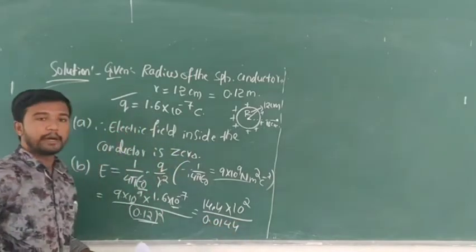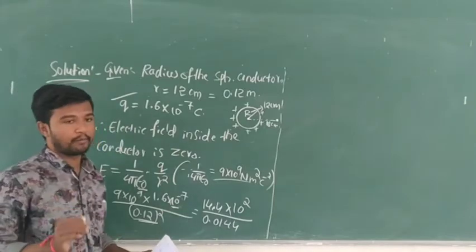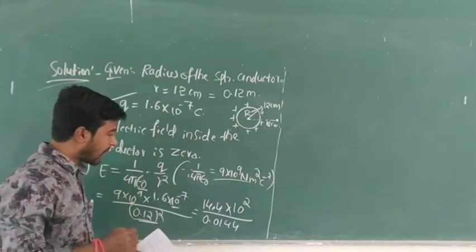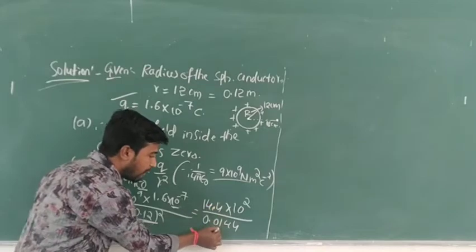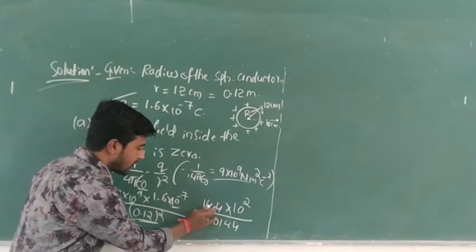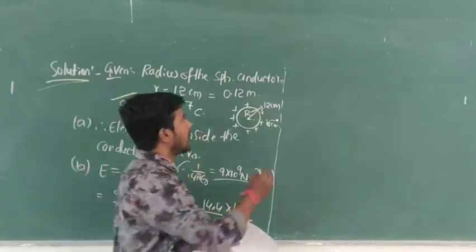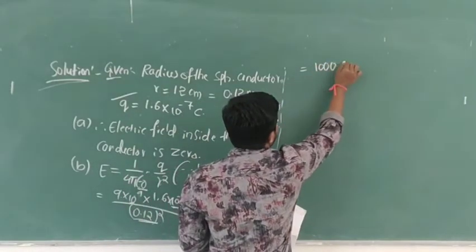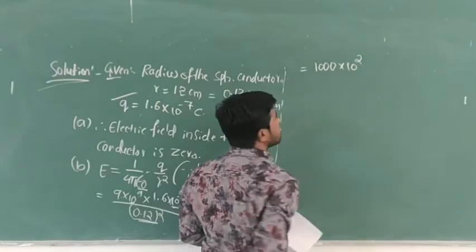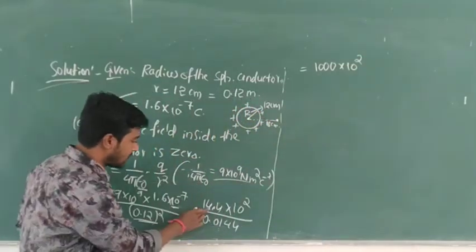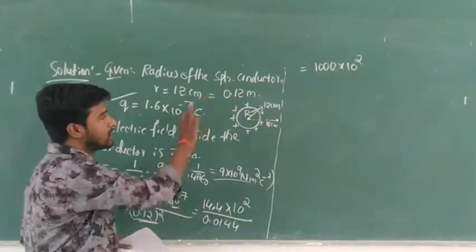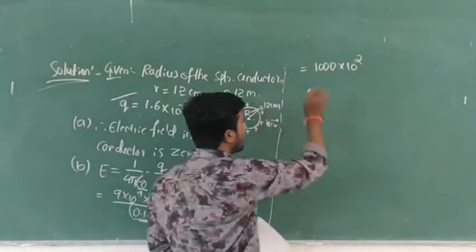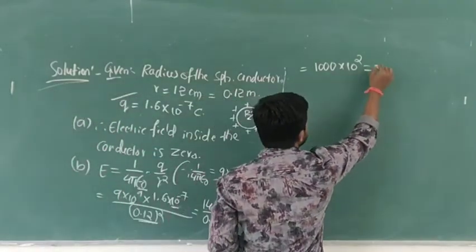0.0144. So now we have to calculate 14.4 divided by 0.0144. This divided by this. So now I will write here, how much? That is 1000 into 10 to the power 2. So dear students, calculate in your notes. This divided by this, how much? That is 1000 into 10 to the power 2.